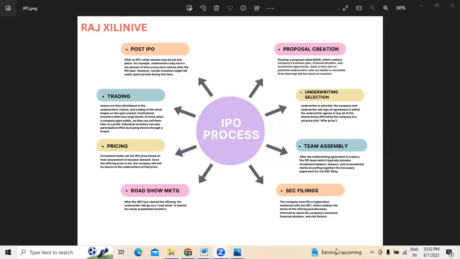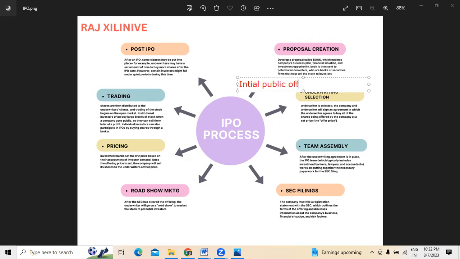Right. So in the last session, we discussed financial statement analysis, financial performance, all that. In today's session, we are going to discuss the IPO process, which stands for initial public offer. Let me write it down here. Please be on. So, initial public offer.